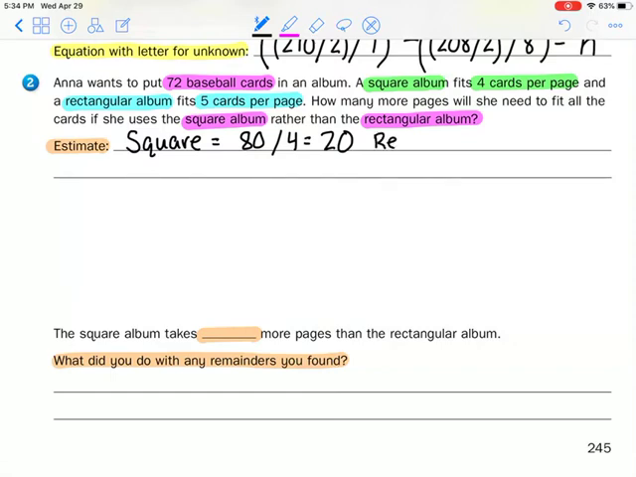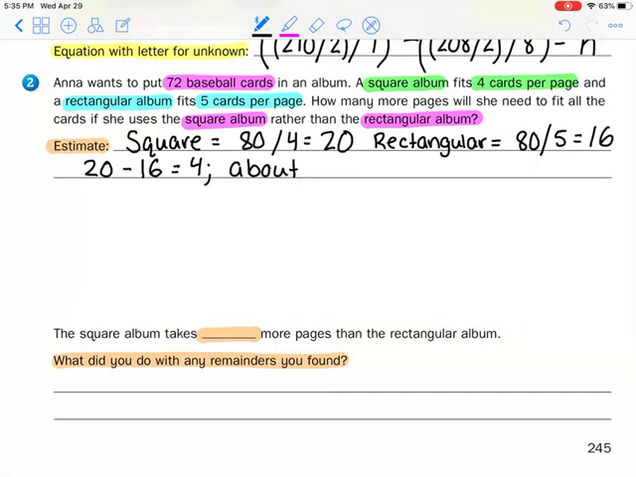Now, if she had the rectangular album, she would have the 80 cards, but she can fit 5 cards per page, which I know is 16. So for the square albums, she needs 20 pages. But for the rectangular album, she only needs 16. Again, these are just estimates. So she needs 4 more pages. So your answer is about 4 more pages if she used square rather than rectangular.